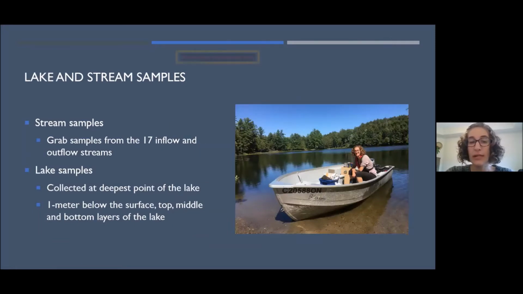Stream samples were collected bi-weekly or monthly as grab samples from the 17 monitored inflow and outflow streams between May 2019 and March 2020. Lake samples were collected monthly from the deepest point of the lake, 1 meter below the surface, between May 2019 and November 2020, and once again in late August 2020, where samples were also collected from the top, middle, and bottom layers of the lake.